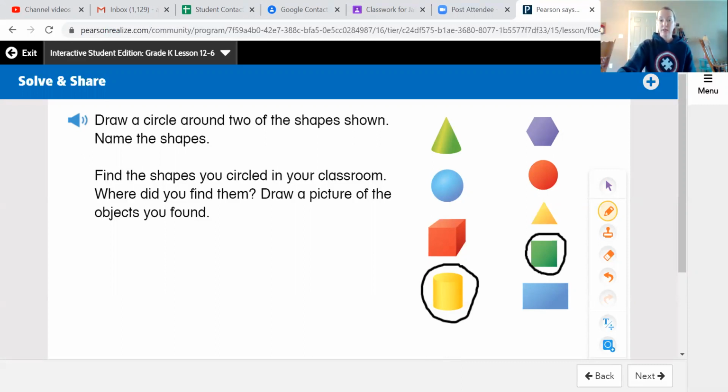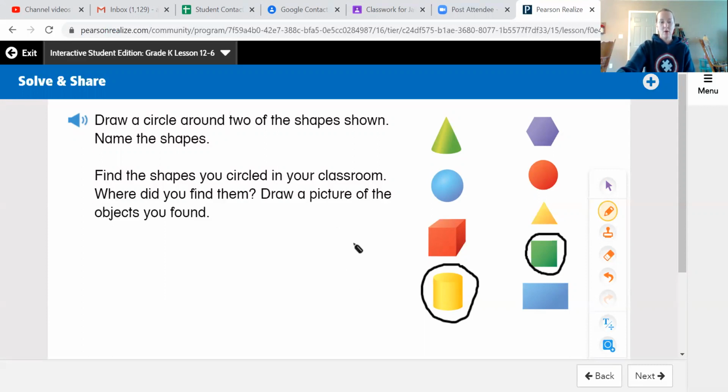All right, then I circled over here for my flat shape, I circled a square. And what I have right here that is a square is a little piece of paper, a sticky note. It is exactly a square and it is flat. Can you see that it is flat? There's a front side and a back side. It will go right into your folder, just like that.